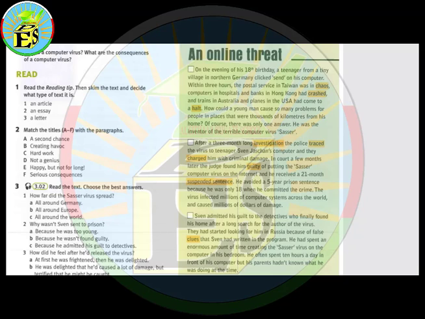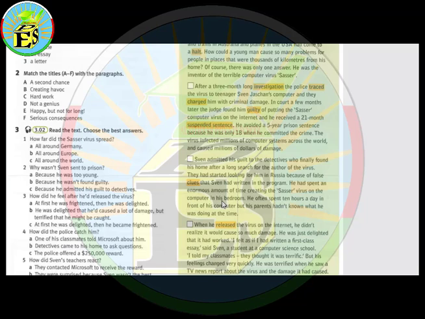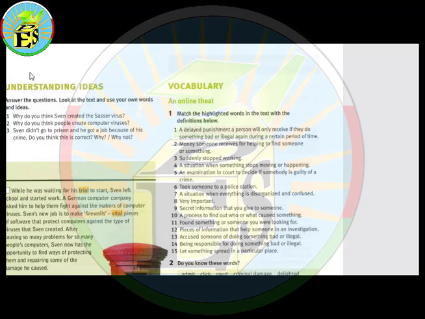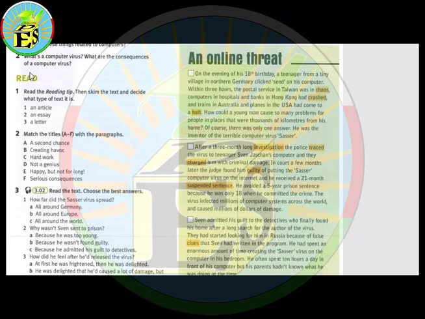Let's start with the first paragraph. What's the title here or the heading? Yes, great, it's B. Creating havoc. Number 2. What is it? Yes, it's F. Serious consequences. Now, what about the third paragraph? Great. C. Hard work. The fourth paragraph. Yes, great, it's E. Happy, but not for long. The fifth paragraph. Detectives arrested Sven. Yes, great, it's D. Not a genius. What about the last paragraph? Yes, it's A. A second chance. Great.